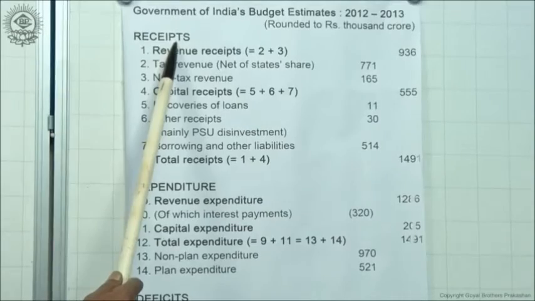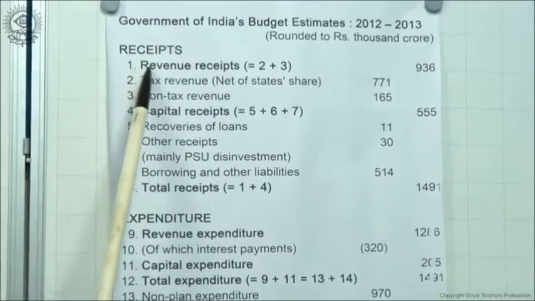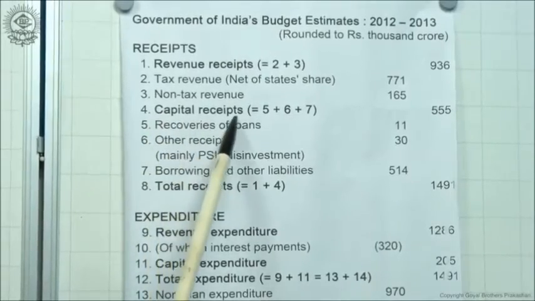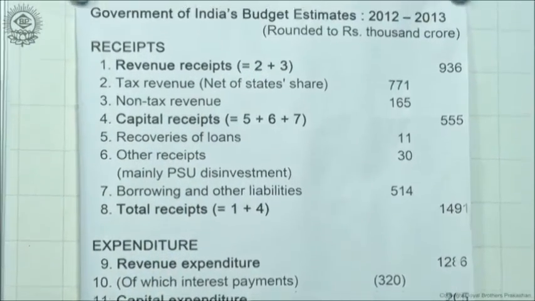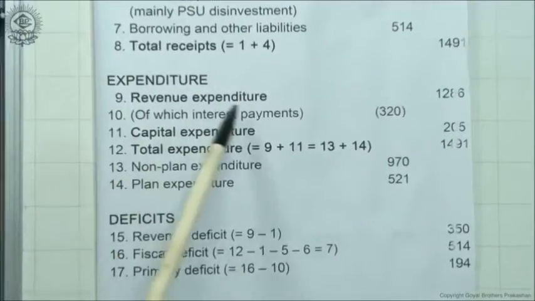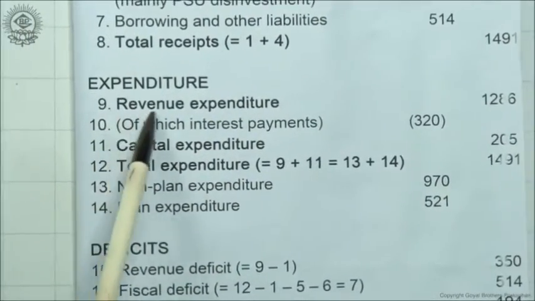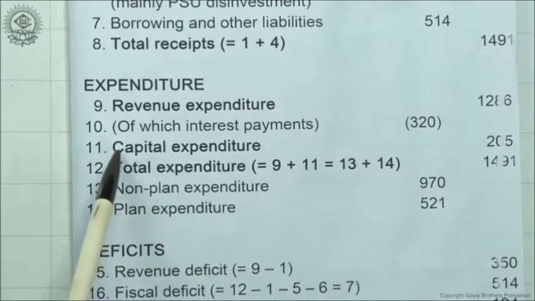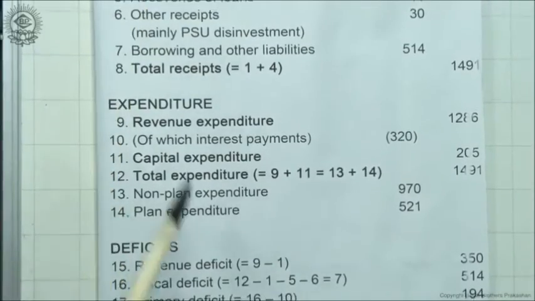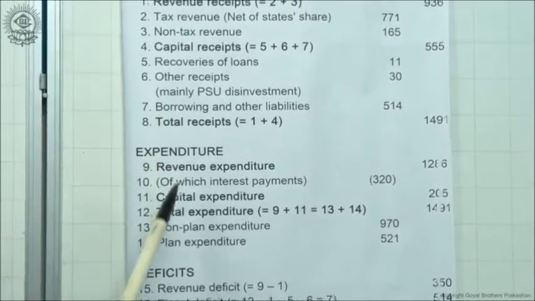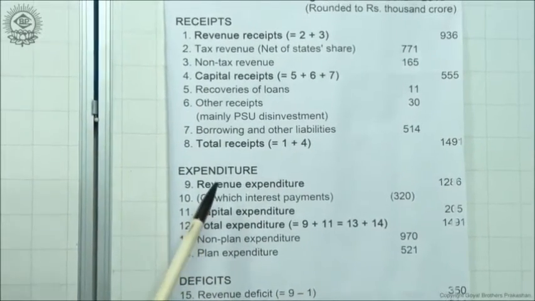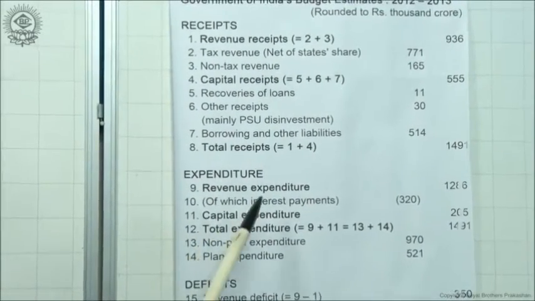In receipts, we have two types of main receipts: revenue receipts and capital receipts. Similarly, in expenditure, we have two types of expenditures: revenue expenditure and capital expenditure. So, what is common between the two is revenue and capital. We will just see the meaning of these two, revenue and capital.